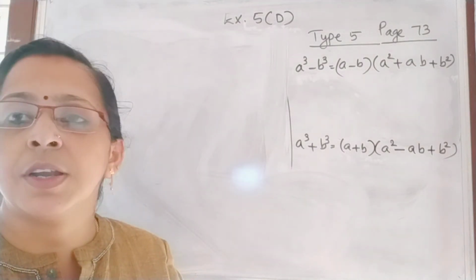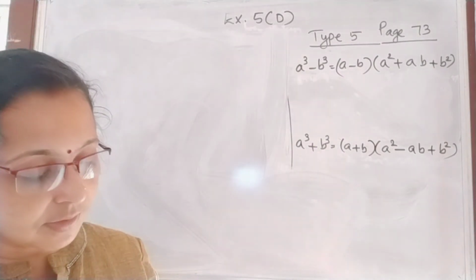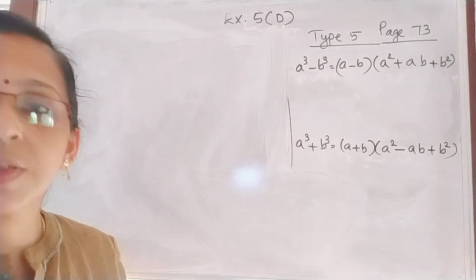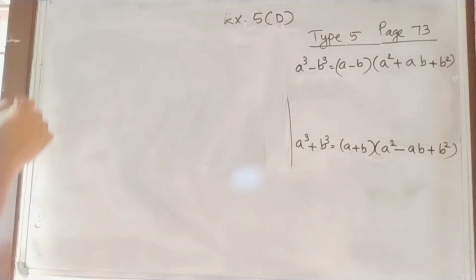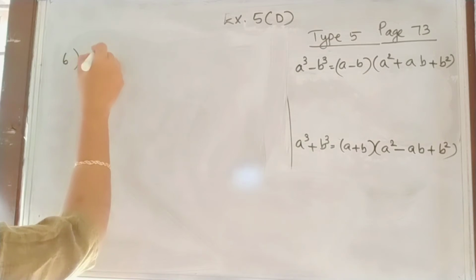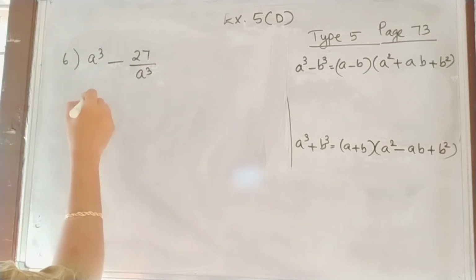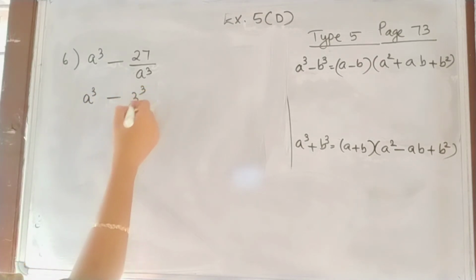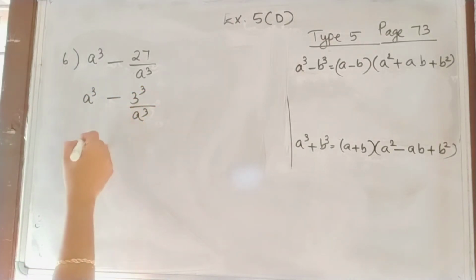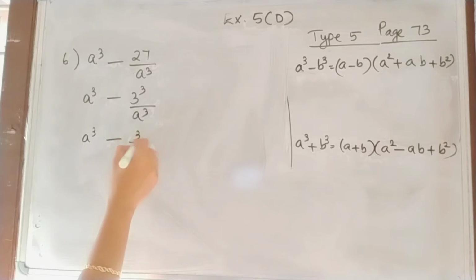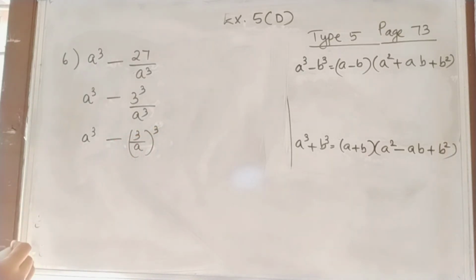Hi everyone, we can continue exercise 5D. Now we can start question number 6 onwards. 6th question. A cube minus 27 divided by a cube. So how can we write 27? That can be written as 3 cube divided by a cube. No? So a cube minus 3 by a the whole cube. So this is in the form of a cube minus b cube.